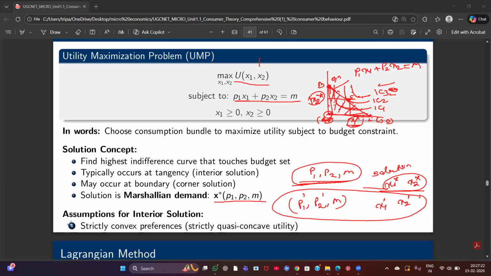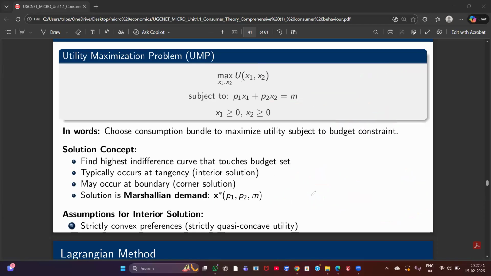So basically, we will say the solution to the utility maximization problem will give us the Marshallian demand function. There will be another type of demand function which is known as the Hicksian demand function. That will be derived from the expenditure minimization problem. That is here in this slide. In a later section I'll teach you that. Okay, I'm leaving this slide. Go to the next one. Interior solution is one thing here.